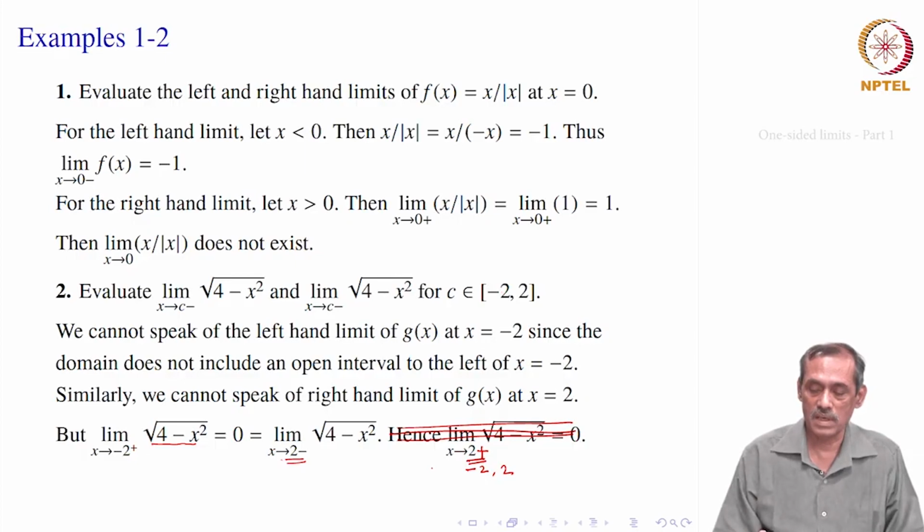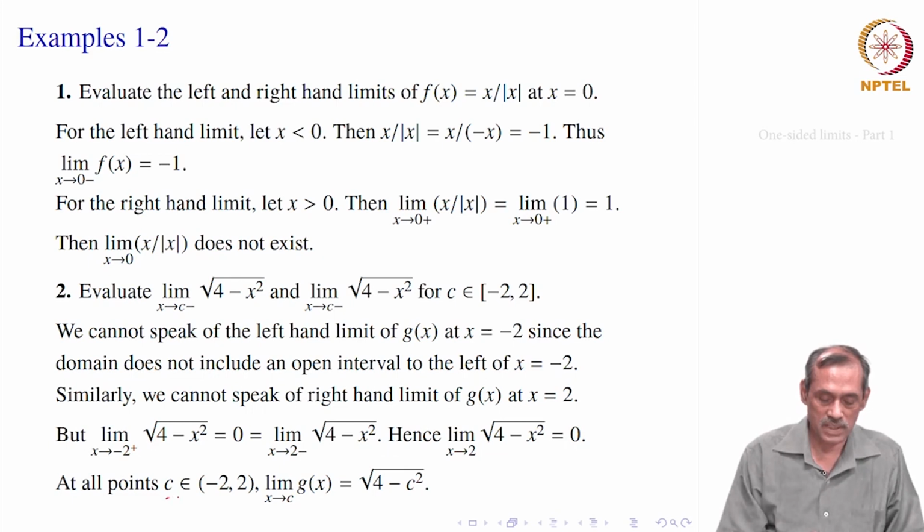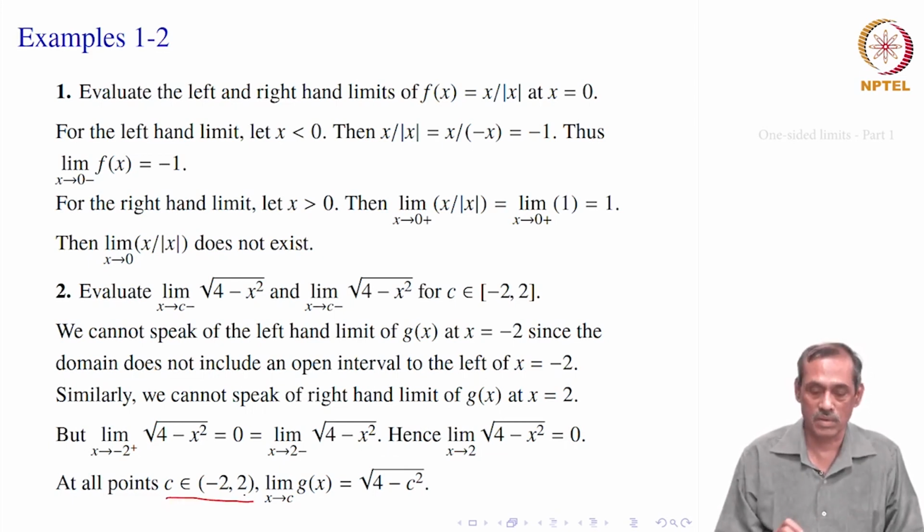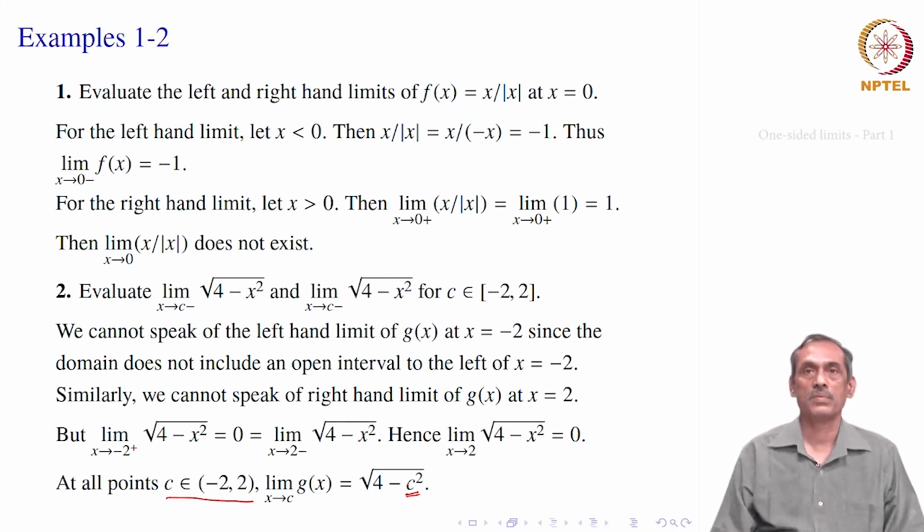And what about c in the open interval minus 2 to 2? So, all points c lying between minus 2 and 2, but not equal to minus 2 or 2. It is easy to see that, because of the algebra of limits, the limit of the square root of g x is the square root of 4 minus c square, and that is well defined. Both left and right are well defined now, and that is the limit. So, the limit of the square root of 4 minus x square as x goes to c, when c lies between the 2 points minus 2 and 2, but not equal to them, is equal to the square root of 4 minus c square.